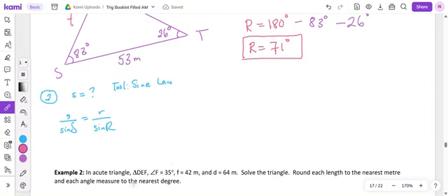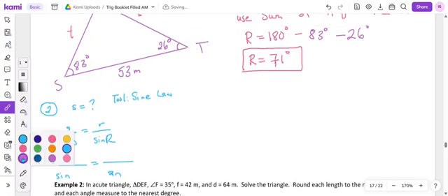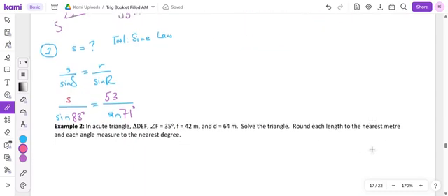Let's enter the information. And I happen to put sine in the denominator. It doesn't matter as long as it's the same, both in the denominator. Okay. What do I know? So I know that R is 53. And angle R, I found it, 71. I know that sine S is 83 degrees. And I don't know side S. I'll make it pink so you can see.